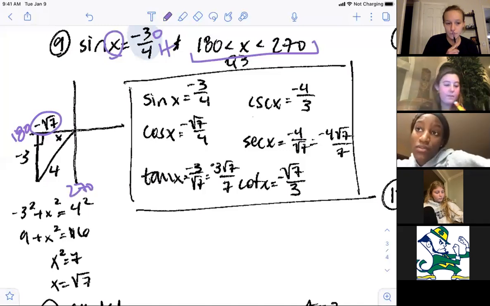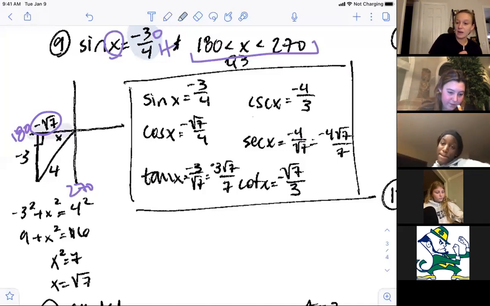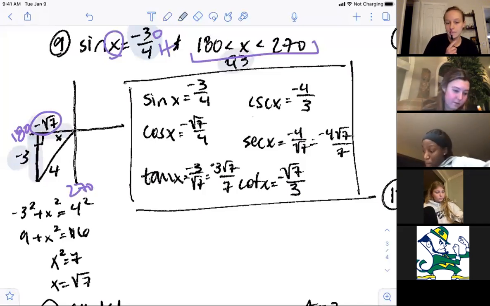Why is root 7 negative? Great question, Lex. Root 7 is negative because we're in that 3rd quadrant. So that means that we were going left on the x side, which is negative, and we went down for the y, which is also negative. So quadrant 3 tells me both x and y are negative there.